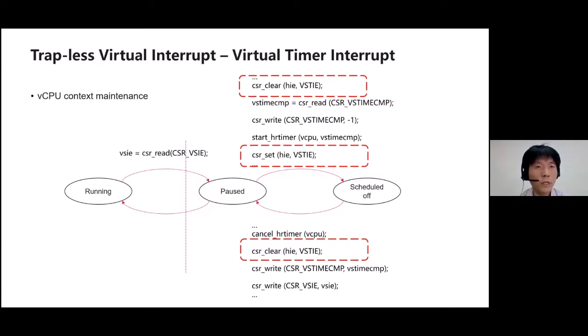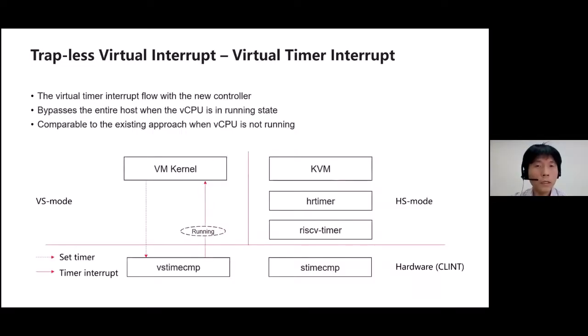This is because we still need to maintain the level trigger semantics of timer interrupt, the same as defined on the physical platform. So with the extended interrupt controller and the KVM support, now the virtual timer interrupt can be directly delivered to the VM kernel when the vCPU is running. When the vCPU is paused, the interrupt is delivered to the host, which immediately injects it to the vCPU. When the vCPU is scheduled off, the host utilizes the HR timer to track the virtual timers. The HR timer uses the new timer dedicated for the HS mode, avoiding traps to the machine mode.